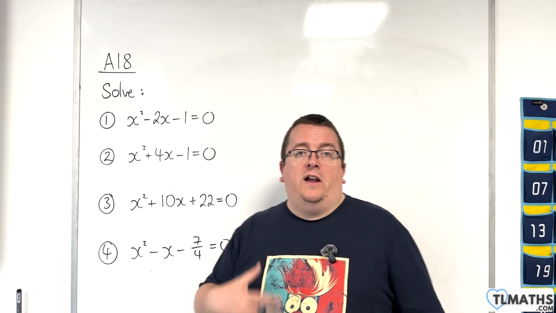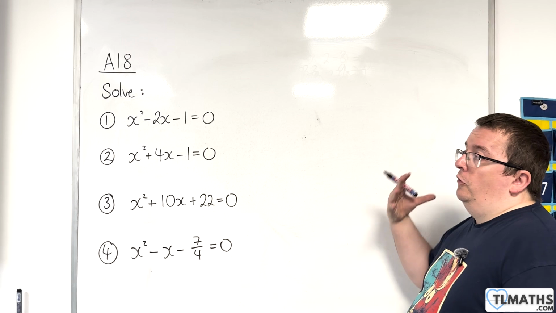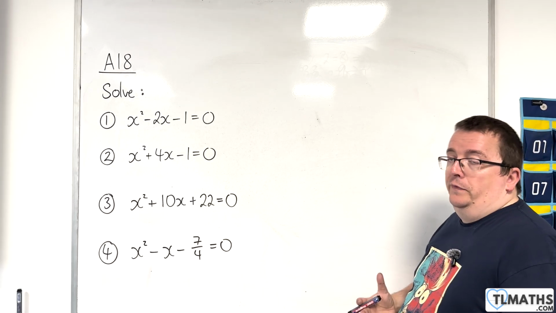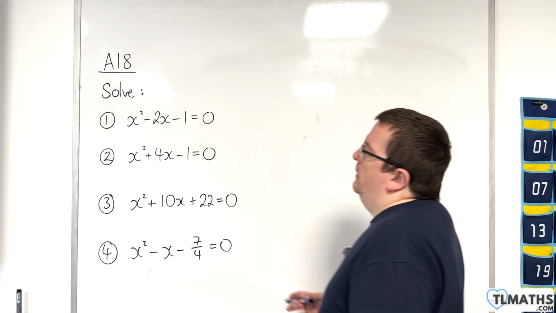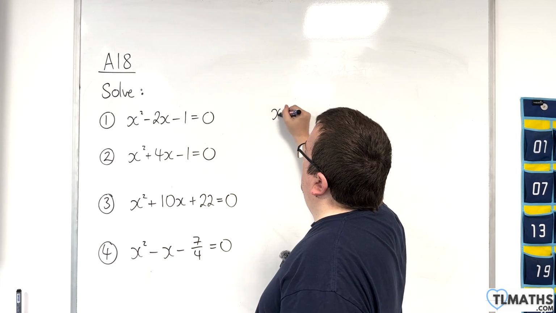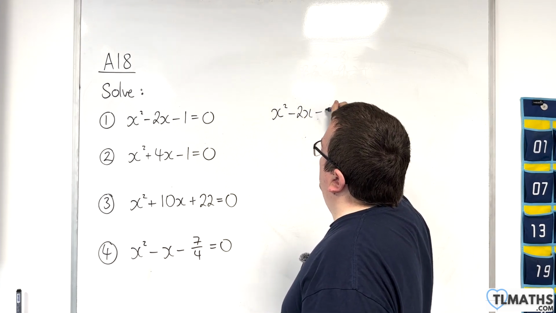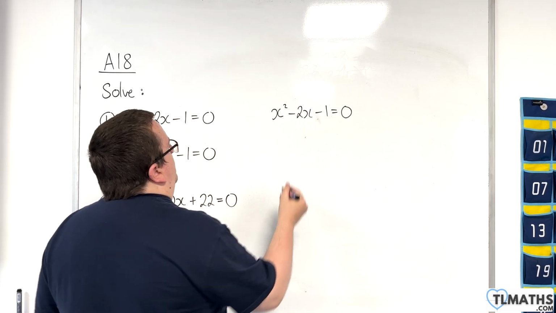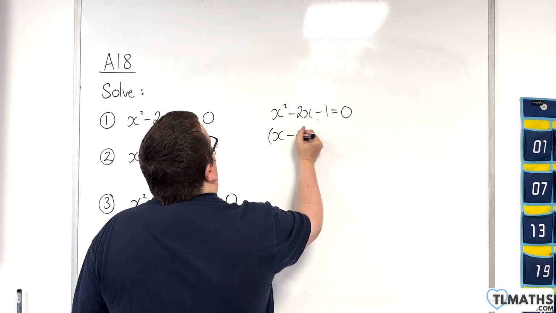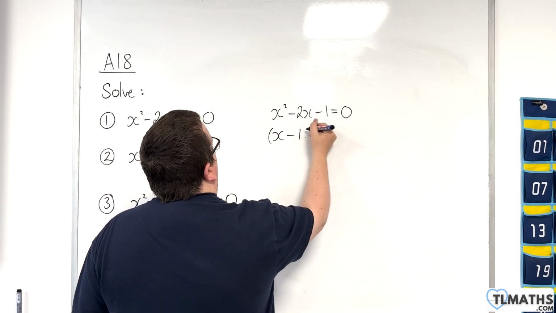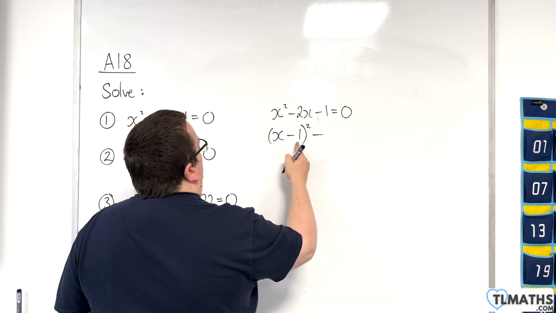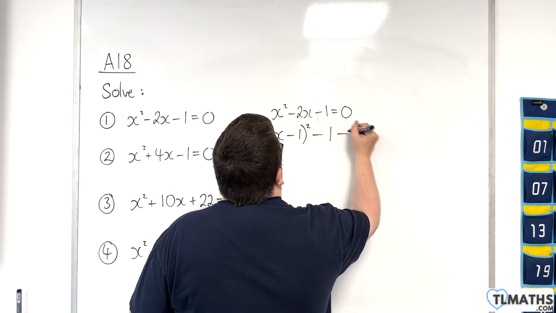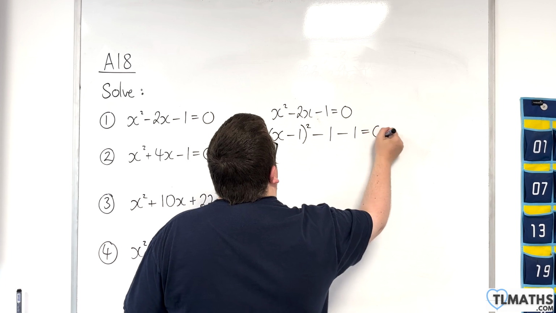So in this video, we're going to be looking at some more examples of completing the square and then solving the quadratic equation. So the first one, we have x squared take away 2x take away 1 is equal to 0. So let's go straight in with completing the square. We'll have x take away 1, half the minus 2, squared. Take away 1 squared is 1. Then we've still got the take away 1 on the end.